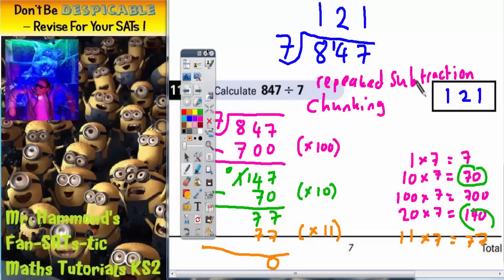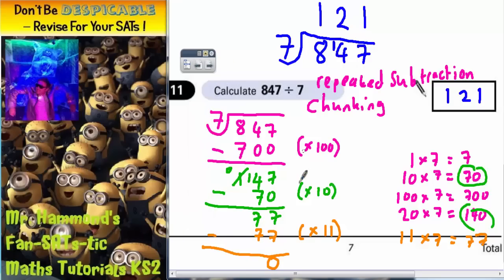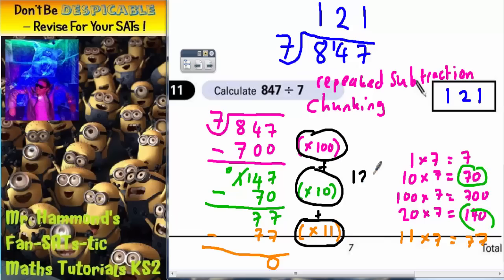Now this is the whole point of chunking. Once you've got down to 0, you then just add up your chunks. So we've got a chunk of 100, add a chunk of 10, add a chunk of 11. Well, 10 and 11 makes 21. Plus the 100 is going to be 121. So we've got 121 chunks of 7 that we've subtracted. And it is no coincidence that's the same answer that we've got up here. So that's two different methods of getting the same answer.